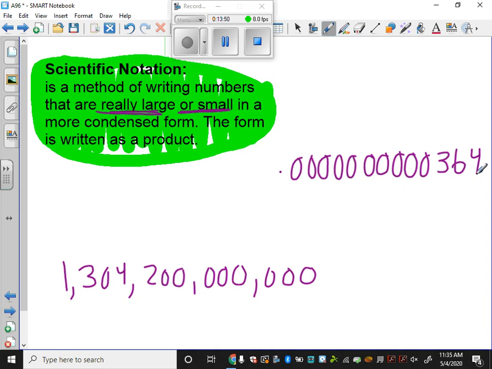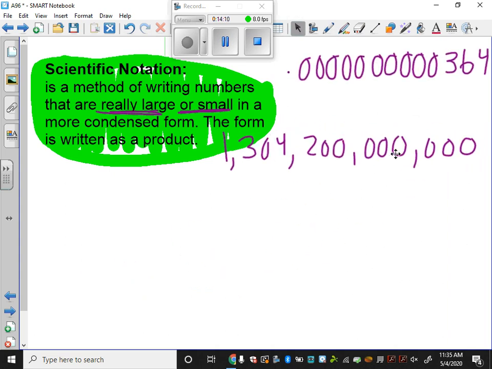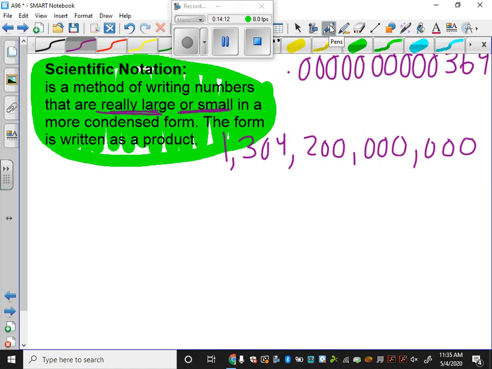So scientific notation is a way of writing these numbers in a more condensed way so scientists or mathematicians can look at them and they're easier to verbalize. You can see how big they are, or how small they are, by the way that you write them. So there's a couple rules for scientific notation. I'm going to put these numbers aside. So, rules.